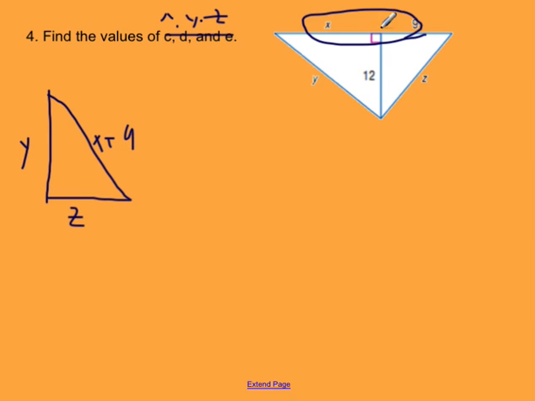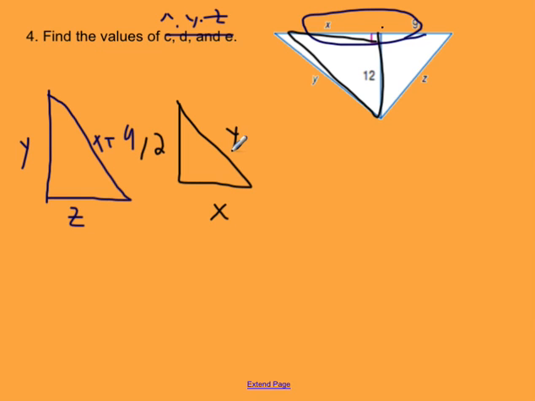Now I want to take a look at my medium triangle. Again, just setting these up so I can see. Here's my medium triangle. So my short side goes down here, that's X. My long side is 12, and then my hypotenuse is Y.